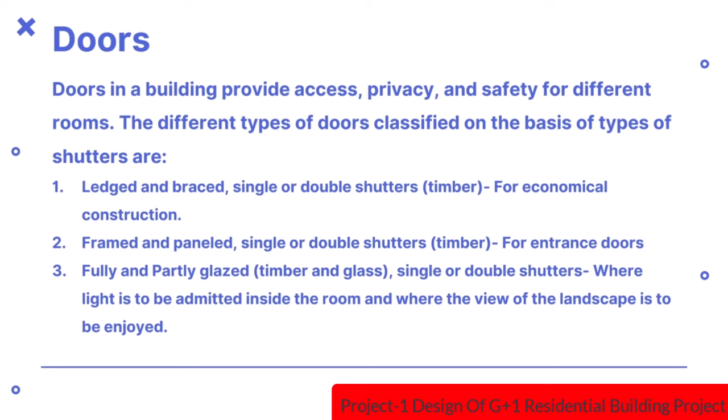The different types of doors classified on the basis of types of shutters are: ledged and braced, single or double shutters made from timber, suitable for economical construction. The second one is framed and paneled, single or double shutters made from timber, suitable for entrance doors. Fully and partially glazed, single or double shutters made from timber and glass, suitable where light is to be admitted inside the room and where the view of landscape is to be enjoyed.